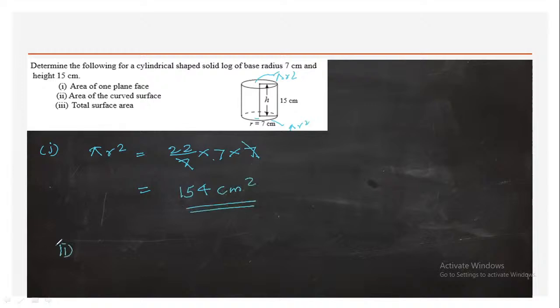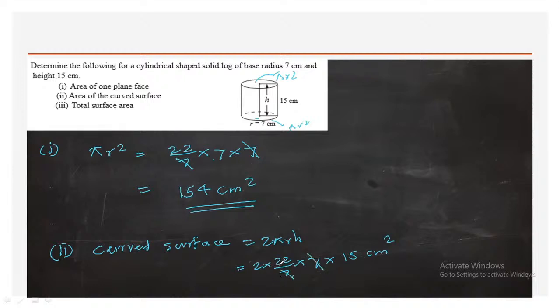Second one, area of the curved surface. It means we have to find this curve. So how can we find it? We know the formula for the curved surface, which equals 2 pi r h. So you can write 2 into 22 over 7 into radius 7 into height 15 centimeters, altogether giving the area in square centimeters. Cancel out the 7 below the line and the 7 above the line.